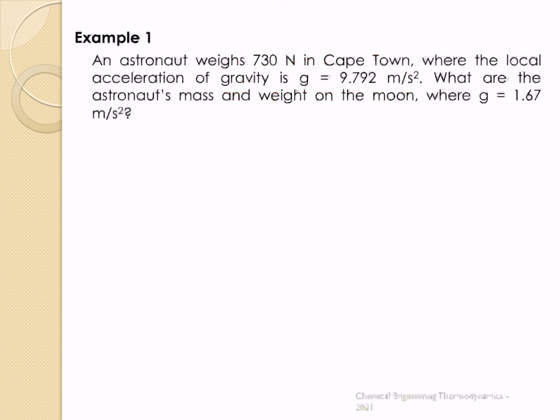The first one says an astronaut weighs 730 Newton. So remember, we've said Newton is weight. We've said weight is the same thing as force. Weight is a force. In Cape Town, where the local acceleration of gravity is given, so we have a G value, what is the astronaut's mass? So we're looking for the mass, and the weight on the moon, where G is equal to that.